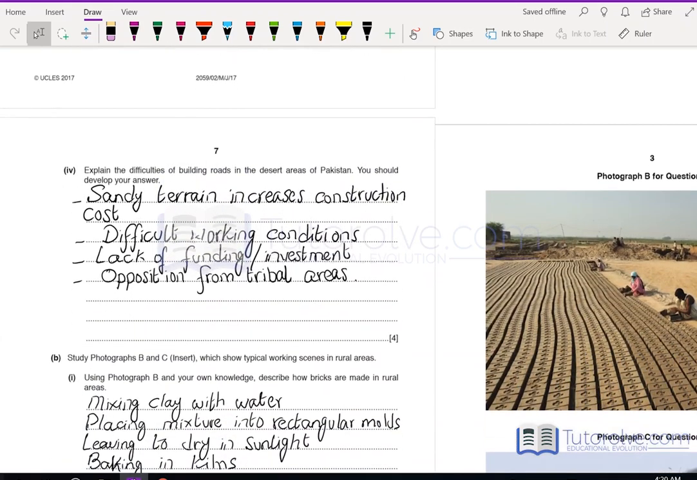Explain the difficulties of building roads in desert areas of Pakistan. Now, the sandy terrain basically increases the construction cost. It is more difficult to construct roads in sandy terrains because the asphalt keeps melting in the sand, and therefore it is difficult to create a proper road structure. There are also difficult working conditions because of extreme weather, lack of funding and investment, and there is also opposition from tribal areas.